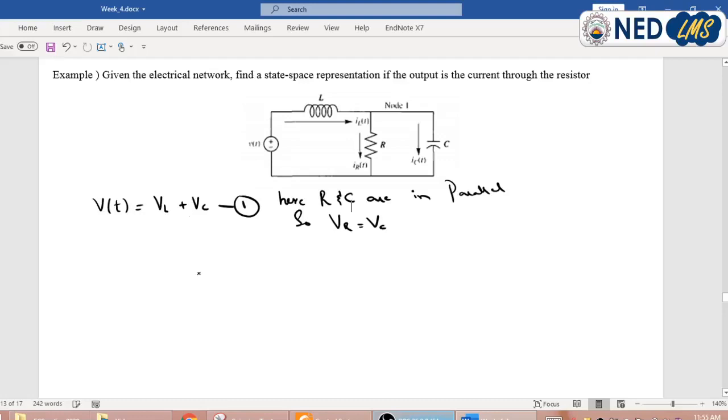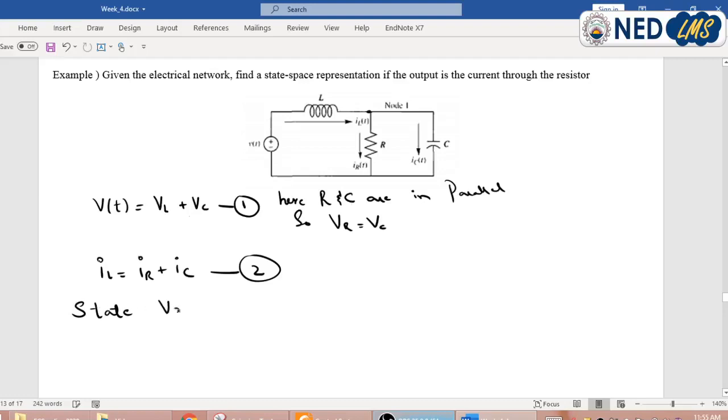Second equation will be the current at this node. So I have an entering current IL. IL is equal to IR plus IC. This is my equation number 2. I have two energy storing elements. One is inductor current, second is the capacitor voltage. What I can do is select state variables here.